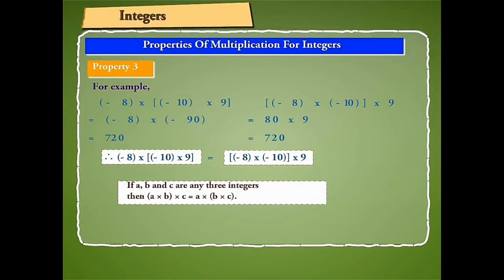Hence, if a, b and c are any three integers, then a into b into c is equal to a into b into c. This is called associative property.